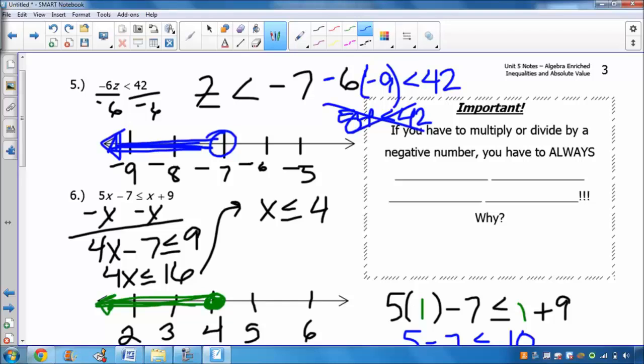So here's where we have to be really careful. Let's look right here. Important. If you have to multiply or divide by a negative number, you always have to change or switch the inequality sign.